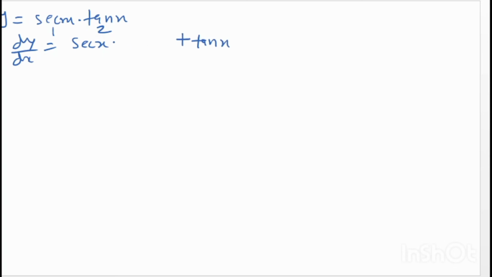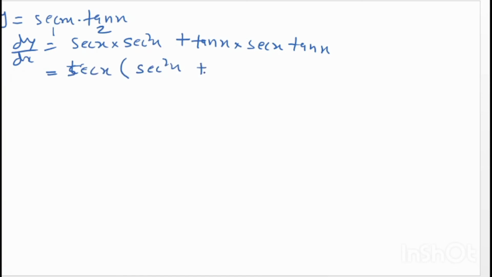The next example is y is equal to sec of x into tan of x. So dy by dx is equal to, now this is first and second, right? First go first, second ko second, plus sign between them. So the derivative of tan x is sec square x, and the derivative of sec x is sec x into tan x. So what is our observation? Taking sec of x common, what is present inside the bracket? Sec square x plus tan square x.